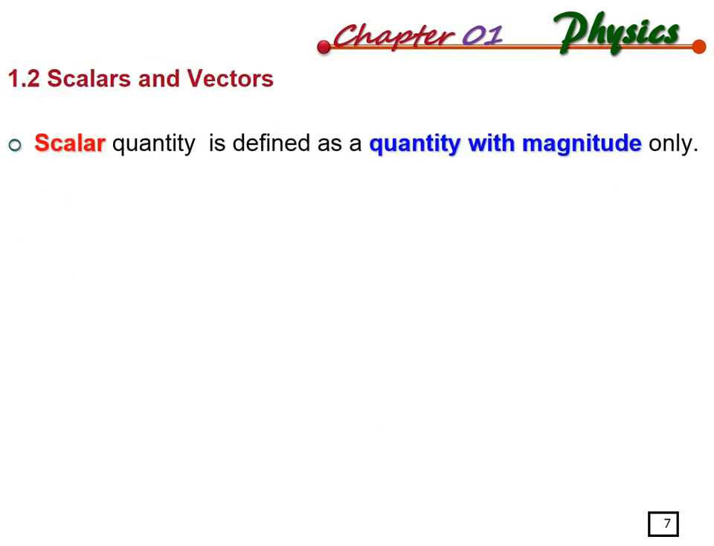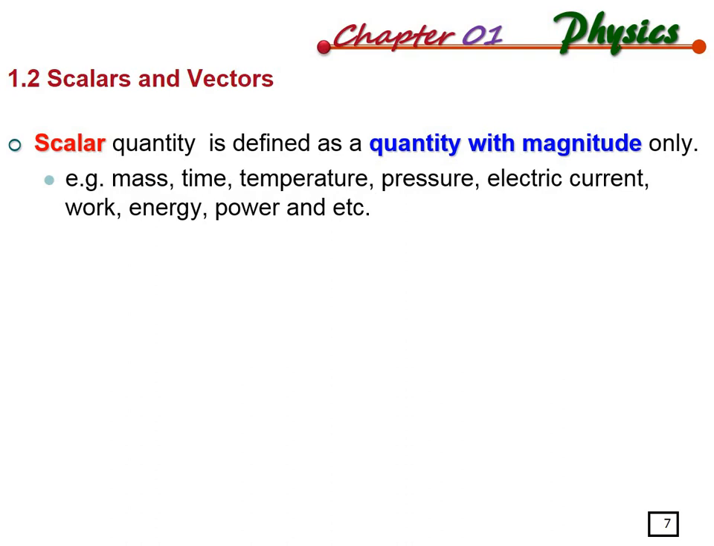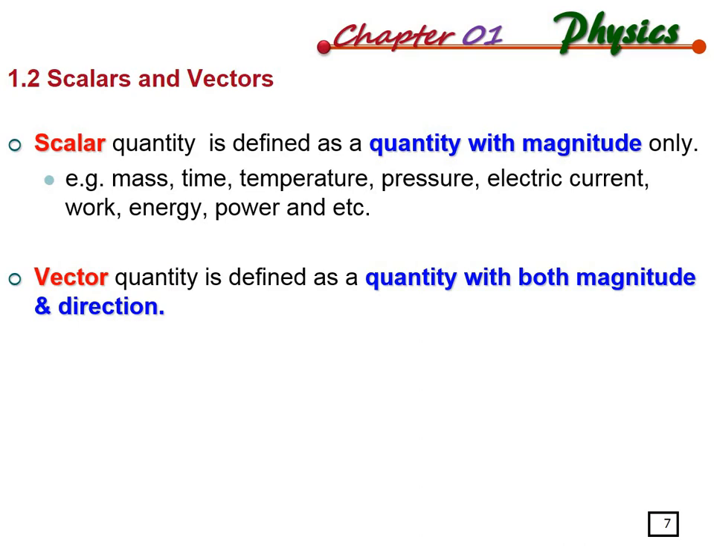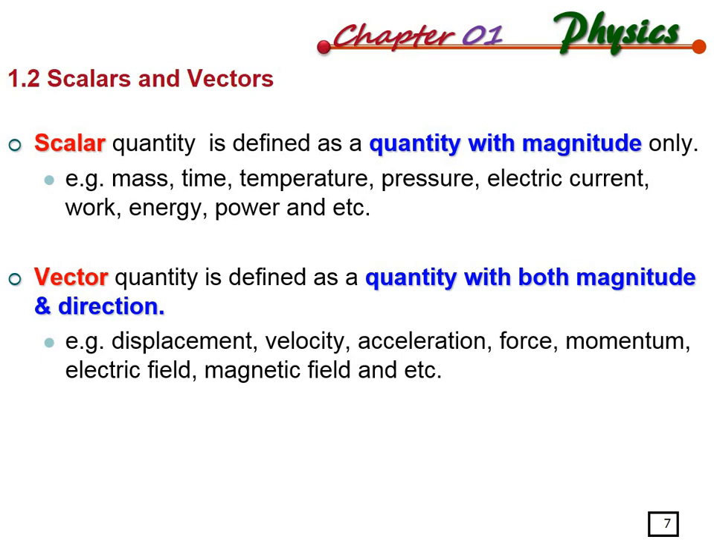Now look at the definition of scalar and vector. A scalar quantity is defined as a quantity with magnitude only. Examples: mass, time, temperature, pressure, electric current, work, energy, power, etc. Whereas a vector quantity is defined as a quantity with both magnitude and direction. Examples: displacement, velocity, acceleration, force, momentum, electric field, magnetic field, etc.